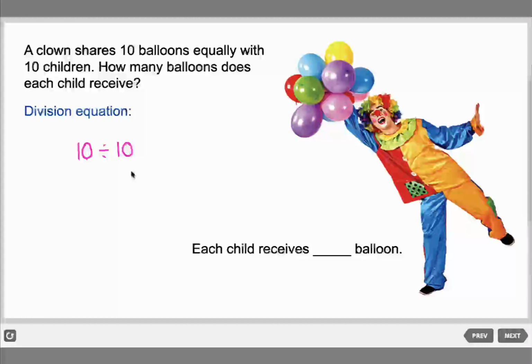100. 1 or 100? 100. No, Anas. If you divide any number by itself, you get 1. 10 times 1 equals 10. So the answer is 1. Each child receives 1 balloon.